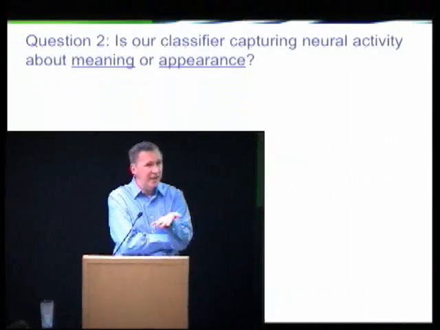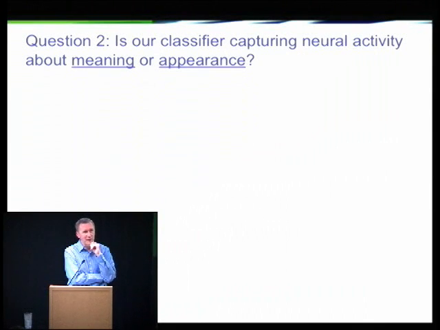Okay, so now on with the main storyline, which is the neuroscience results. Since the answer to question one was yes, we can train classifiers that can distinguish some semantic categories with reasonable reliability based on fMRI, the next question is, what are those classifiers actually picking up on? Suppose that I give you the words hammer and apartment, a tool and a building. The fact that I can get a classifier to distinguish whether you're processing the hammer stimulus or the apartment stimulus doesn't mean that my classifier is getting at the part of your brain that's thinking about the meaning.